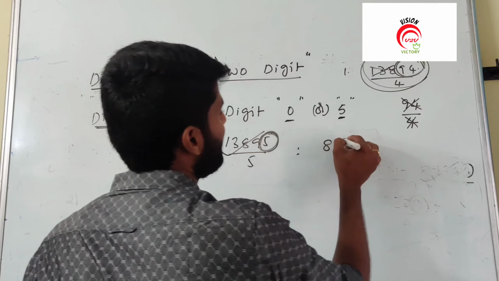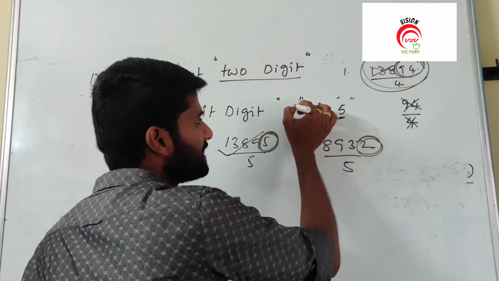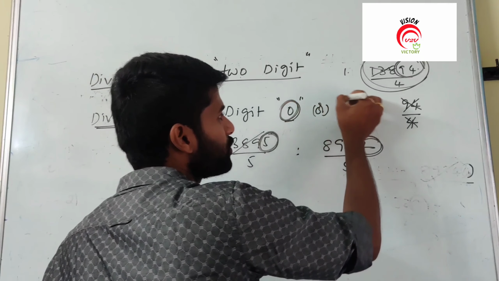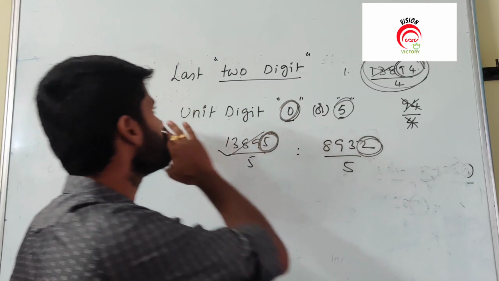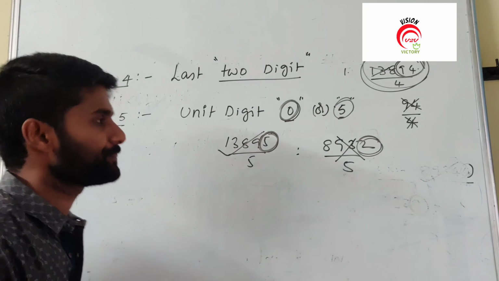The same thing, is 8932 divisible by 5? See, focus on the units place. We require the units place to be either 0 or 5, then only the number is divisible by 5. So definitely this is not divisible by 5.